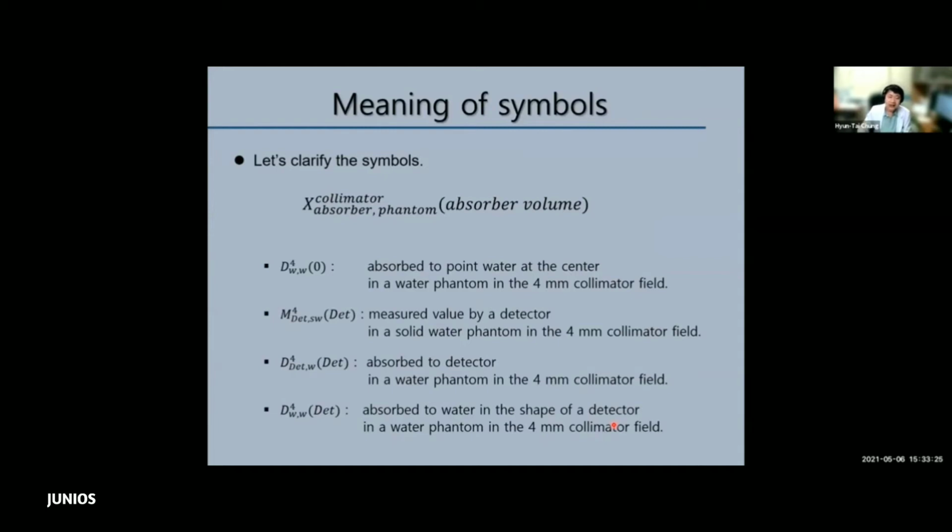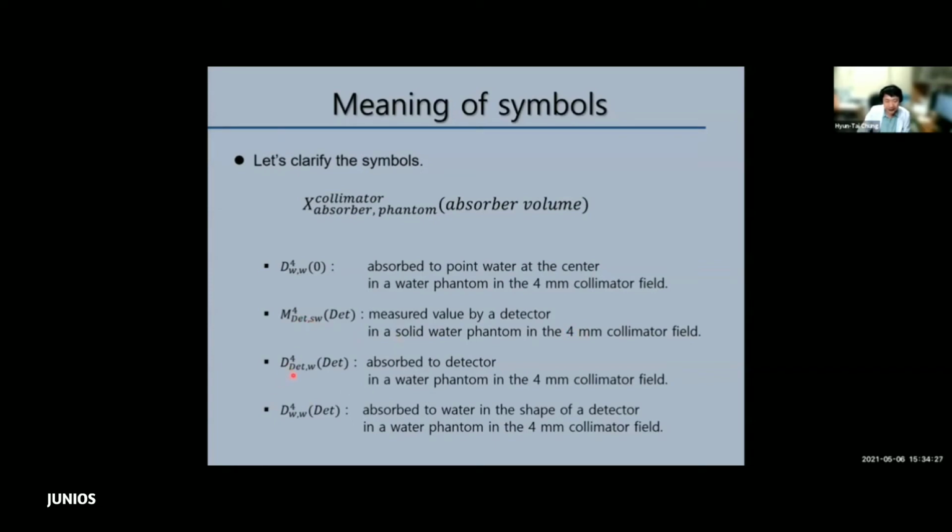Before you go further, let me clarify the symbols. It's very complicated, so I will use this notation: the quantity, then the superscript is the collimator size, the first subscript is the observed material, the second subscript is the phantom material, and what is between the parentheses is the observed volume. So for example, D_WW^4(point) means observed dose to water, where the water is a point at the center, the phantom is also water, and the collimator is 4 mm. M for detector, solid water, means the value measured by a detector, and the material is the detector, the phantom is solid water, and the field is 4 mm.